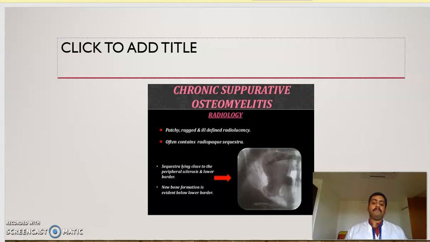Now we look into the röntgenographic features of chronic suppurative osteomyelitis. Patchy, ragged, and ill-defined radiolucency. Often contains radiopaque sequestrum. Sequestra lying close to the peripheral sclerosis and lower border, as seen in the radiograph. New bone formation is evident from below the lower border, as you can see in the radiograph.